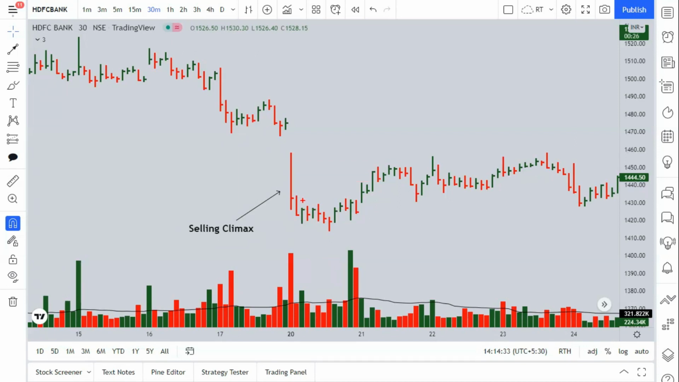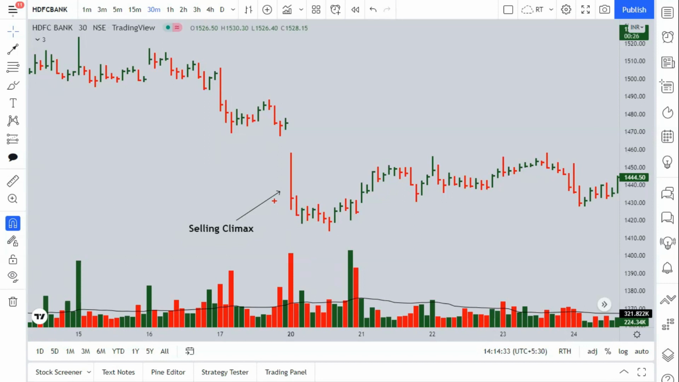Previously I also made a stopping volume video on my YouTube channel. If you compare stopping volume and selling climax, it's just the opposite. In stopping volume, the closing will be on the upper half, above the 50%, and in the selling climax it will be on the lower half. That's the only difference. The volume is similar for both stopping volume and selling climax. It has to be ultra high volume or more than average. If it is ultra high volume, then it's a stronger one. So this is one of the examples.